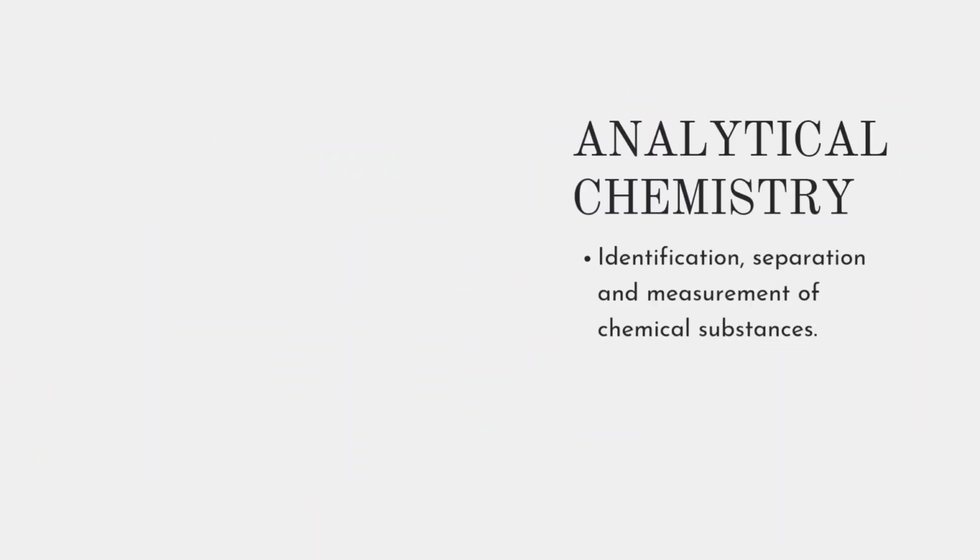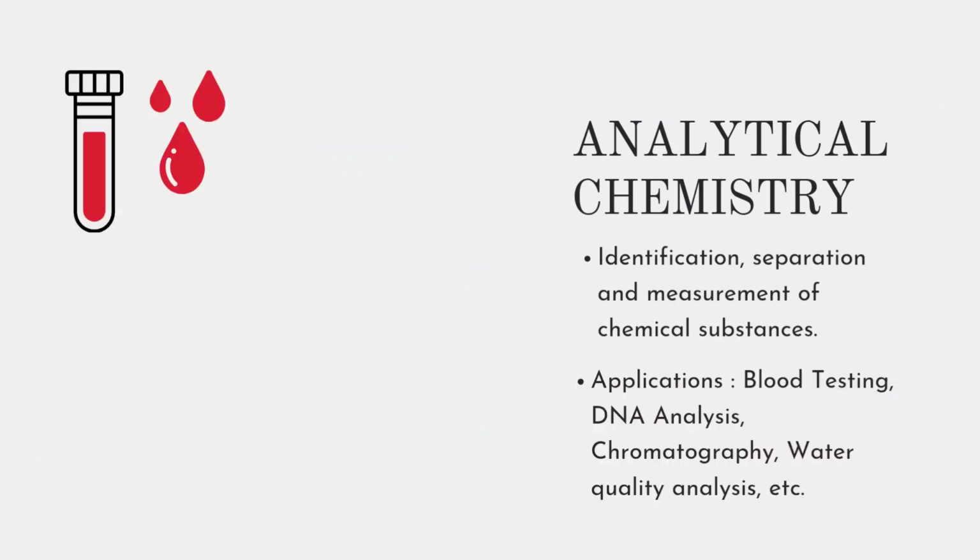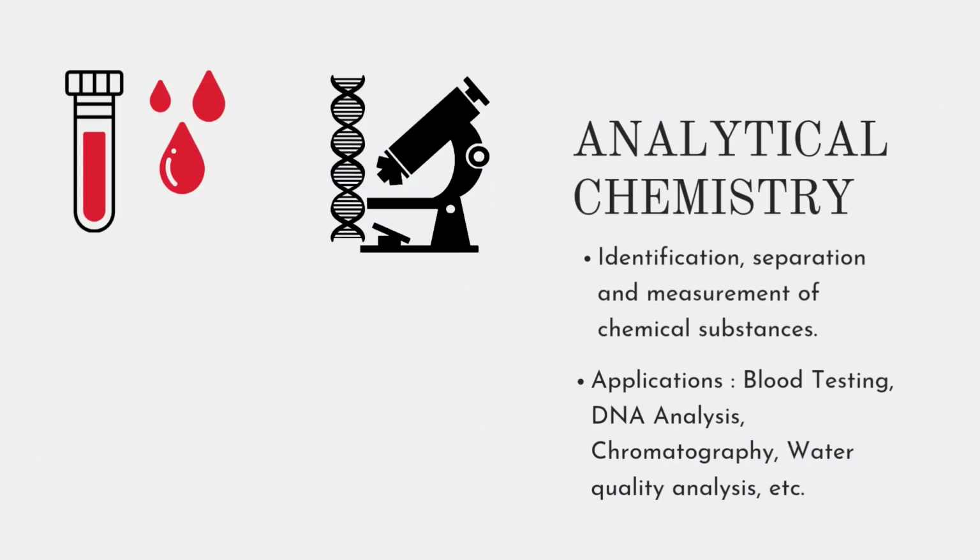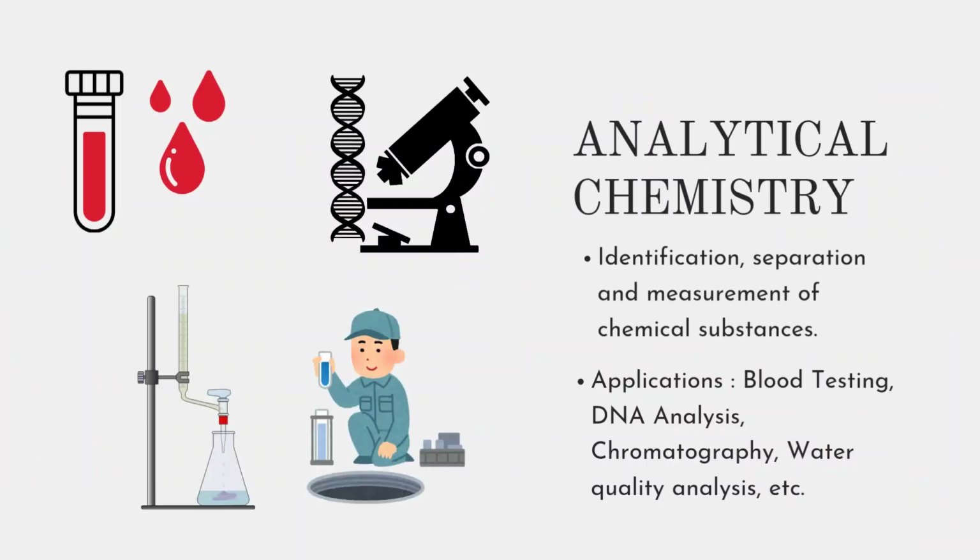Analytical chemistry deals with the identification, separation, and measurement of chemical substances. It is widely used in blood testing, DNA analysis, forensic science, and water quality analysis. This branch helps ensure safety, accuracy, and quality control in many fields.